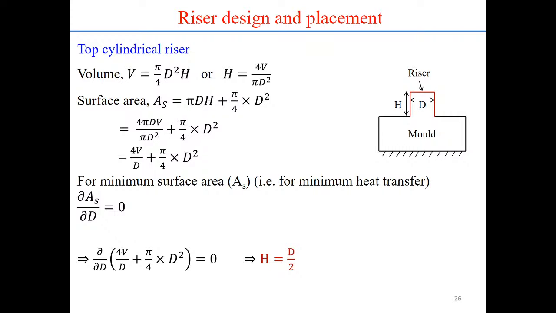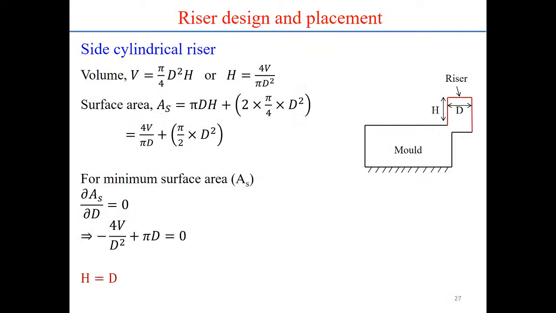We can derive a relation between H and D, which in general you can call the design of the riser. Similarly, the side cylindrical riser is placed at the side of the mold cavity such that all the surface area is responsible for losing heat. So when accounting for the surface area, you should consider all of it. So A is pi dh plus 2 into pi by 4 into d square. That means we are considering both the top surface and the bottom surface, and then the calculation changes a little. In this case the design says that H equals D.